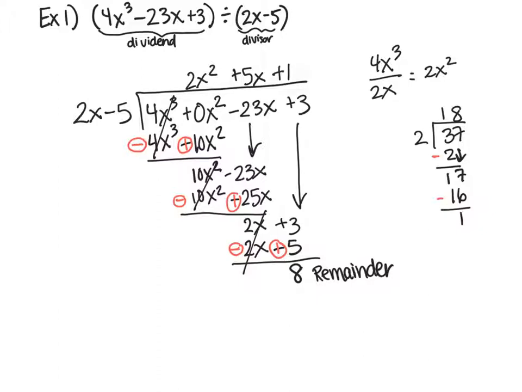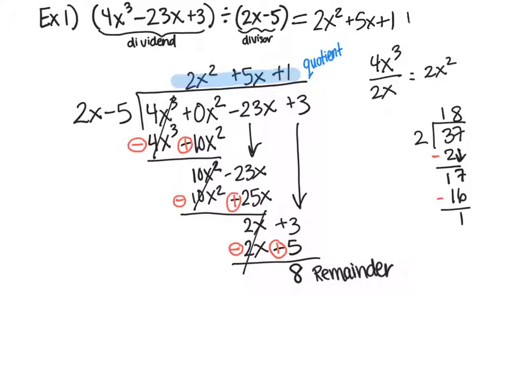And everything that we got on the top of the line up here, so everything that we got up top, that is called the quotient. So the way that we answer this question and write the answer, and I'm going to put the answer up here, is we say that the solution is the quotient of 2x squared plus 5x plus 1, and then you have to write the remainder divided by the divisor.